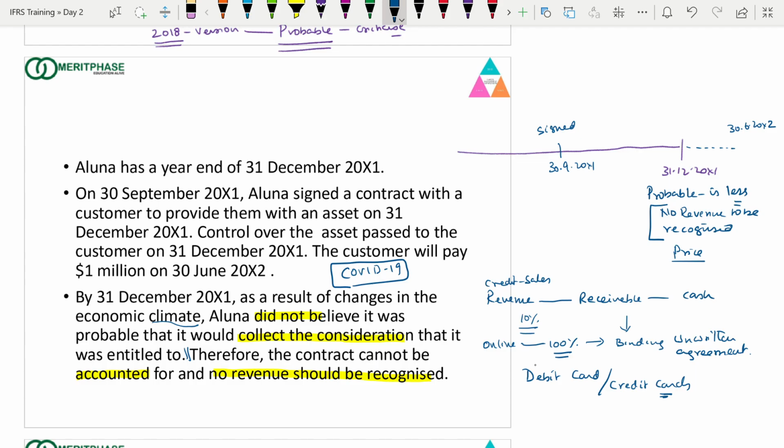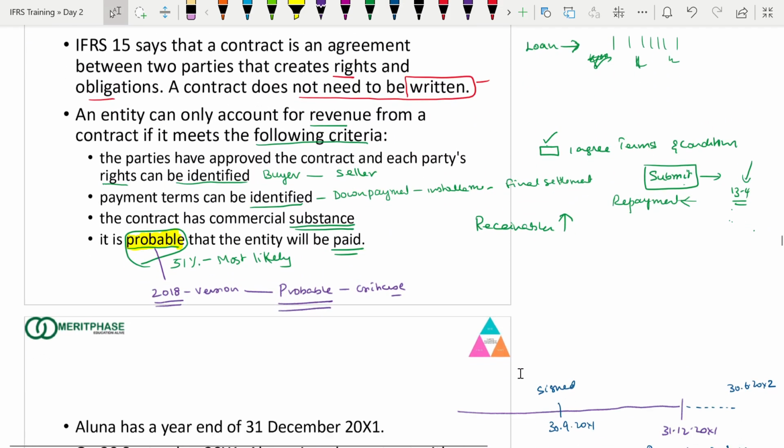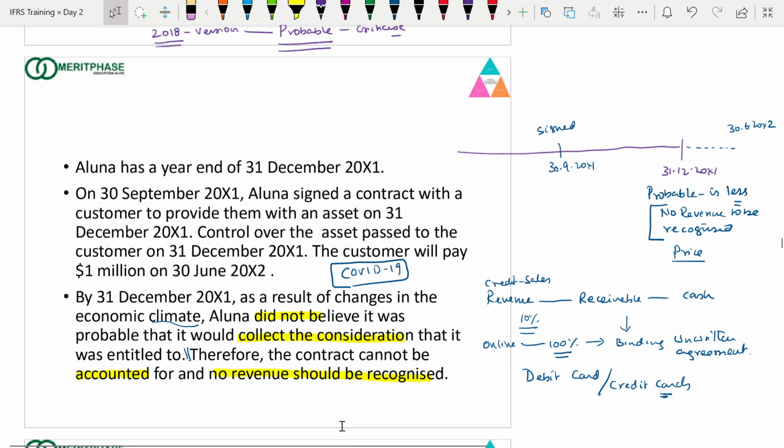Fine. This is the example with respect to how to identify the contract. First you should identify whether things will work or will not work. If you have a doubt, you will not enter a contract as such. Are you clear about this? Yes. Next.